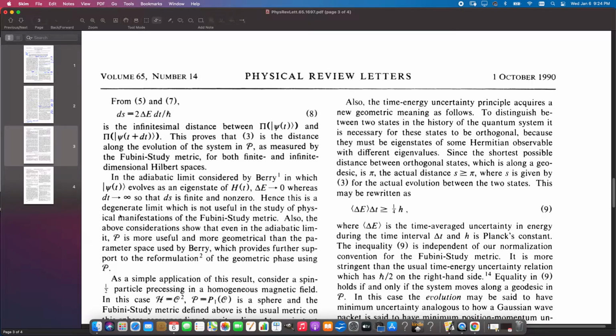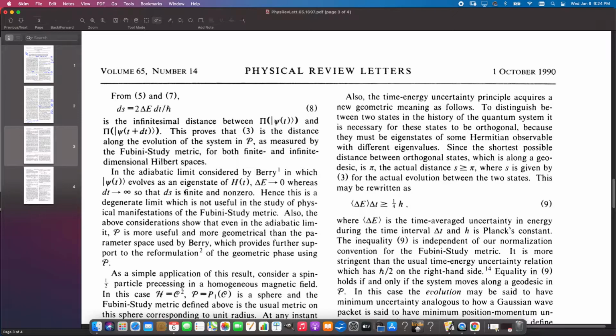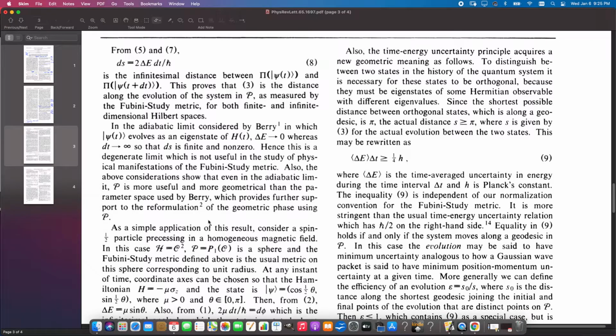In the adiabatic limit considered by Berry, in which psi of t evolves as an eigenstate of h of t, delta E is 0, whereas delta t is infinite, so that ds is finite and non-zero. Hence, this is a degenerate limit, which is not useful in the study of physical manifestations of the Fubini study metric. Also, the above considerations show that even in the adiabatic limit, P is more useful and more geometrical than the parameter space used by Berry, which provides further support to the reformulation of the geometric phase using P.